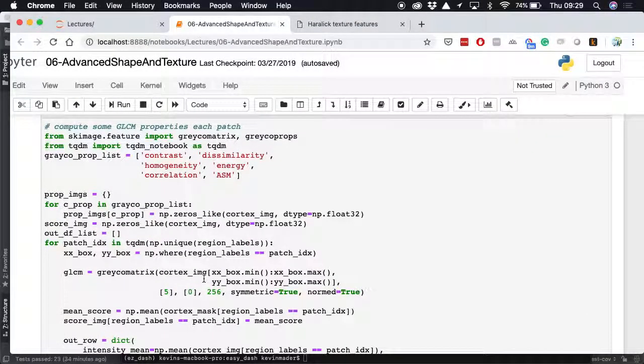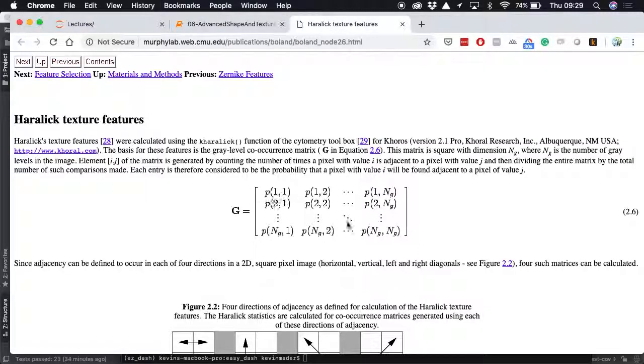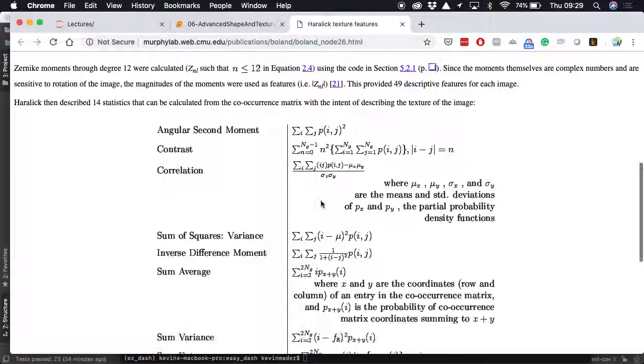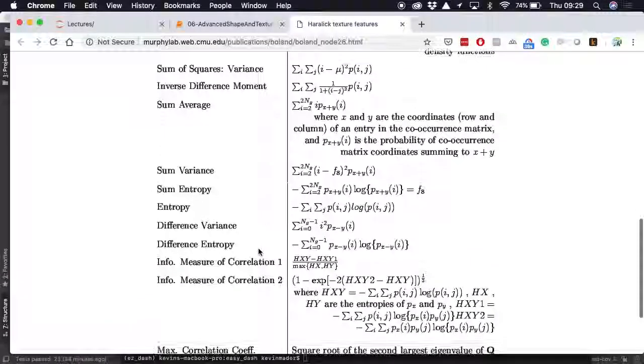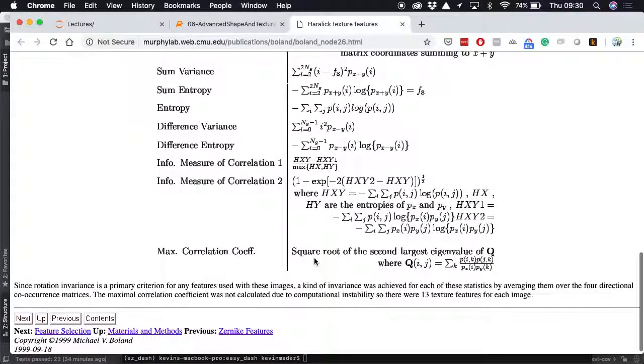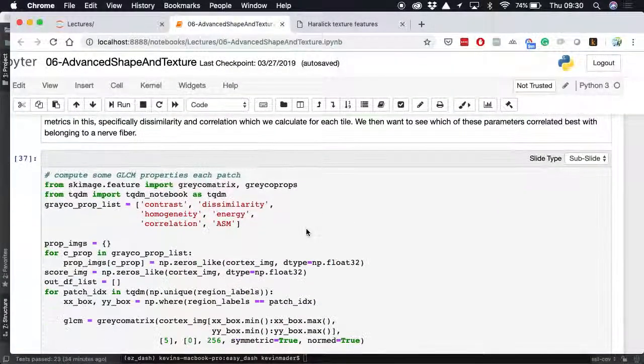And so we can now calculate texture, and usually we don't use the gray co-occurrence matrix directly. We use some properties of it. If we go back to this original reference, you can calculate this gray co-occurrence matrix, but what's actually more valuable are some of these summary metrics you can get of it, like contrast, correlation, entropy, difference value, and other values you can calculate. And so that makes it a lot easier to work with.